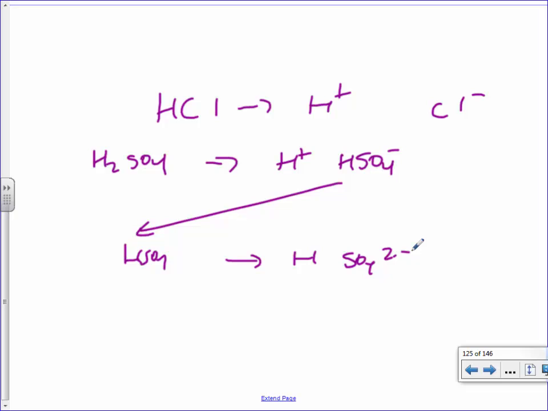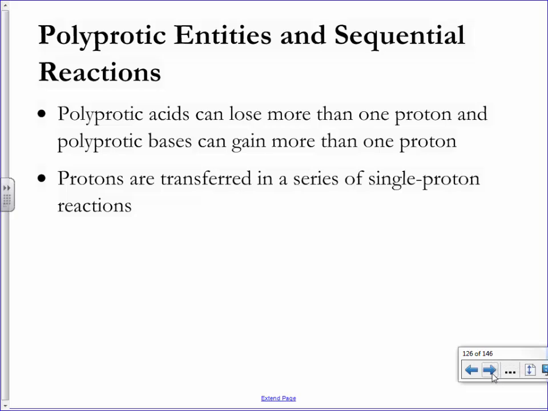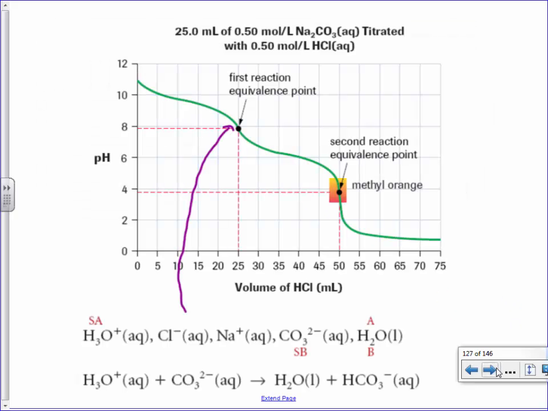First, it could lose its first proton and just have one left. And then it can actually lose a second proton. And that's actually something else I talk about later in the slides here. So that's my next topic here. You should also know about polyprotic things that can do more than one proton. So let me show you a picture of one here.